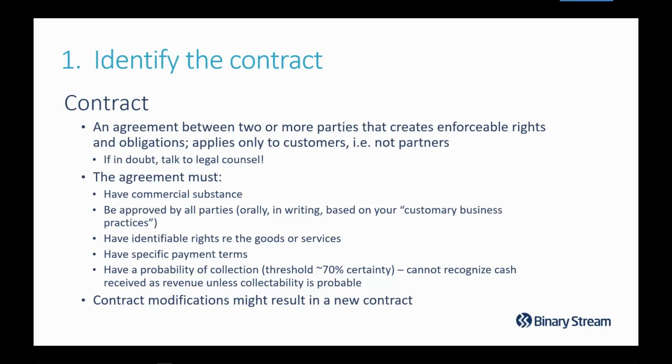And this is an interesting one. The second last bullet point, have a probability of collection. Threshold is more or less 70% certainty. So you can't recognize the received cash as revenue unless the collectability is probable. That becomes an estimate that you have to honestly make whether or not there's a contract there. And obviously, for the most part, that doesn't come into play very often.